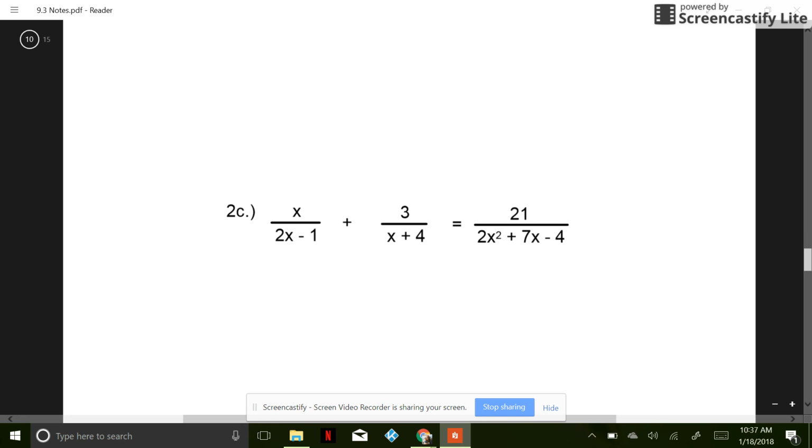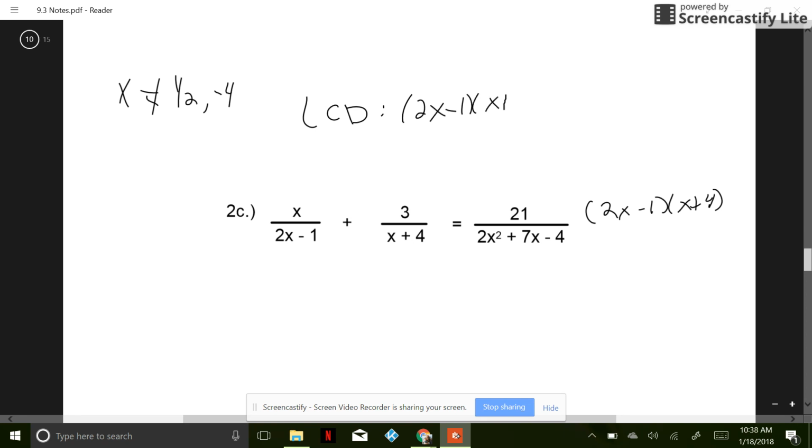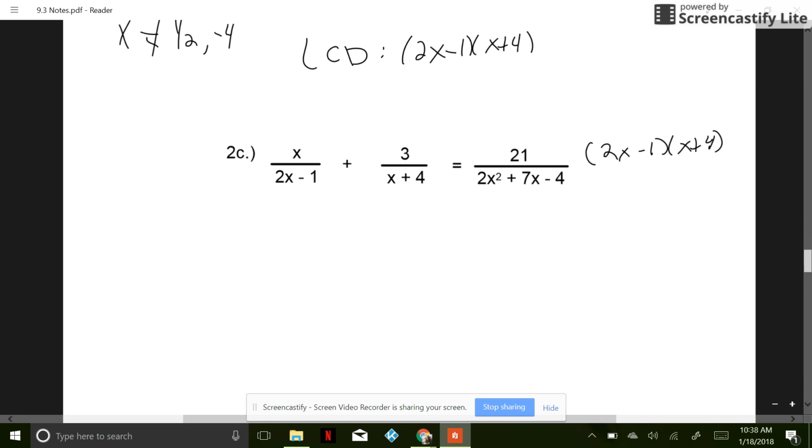Okay, first thing we want to do, look for excluded values. So we'll actually need to factor this denominator first. It factors to 2x minus 1 and x plus 4. So when we think about our excluded values, if we set each of these factors in our denominators equal to 0, our excluded values would be 1/2 and -4. We also want to think about what's our LCD. It's going to be 2x minus 1 and then the x plus 4.